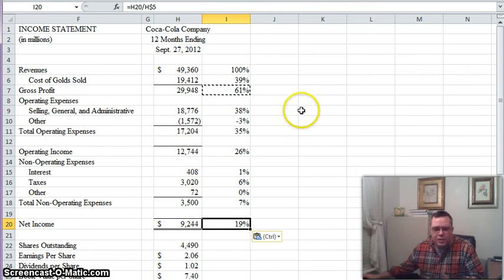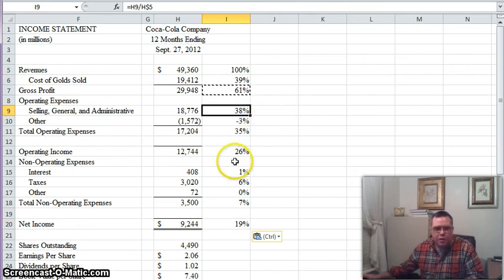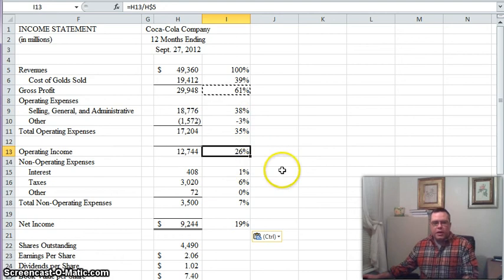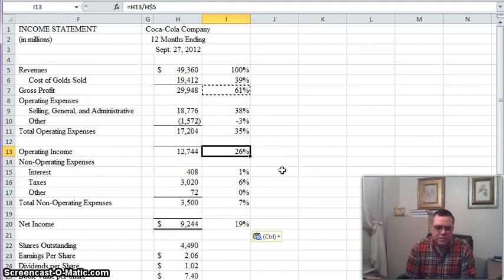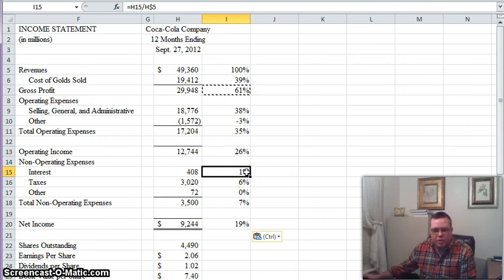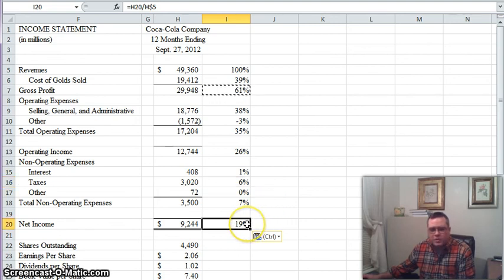You can go down to each line if you want. Our selling, general, and administrative is 38 cents on the dollar. Our operating income after paying for all our operating expenses is 26 cents. We have that left over to pay for interest and taxes. We only pay 1 cent on the dollar to interest, so apparently Coke doesn't have that much debt relative to sales. They have a lot of sales. And their taxes are 6 cents on every sale. Alright, so that's called common size statements for the income statement.